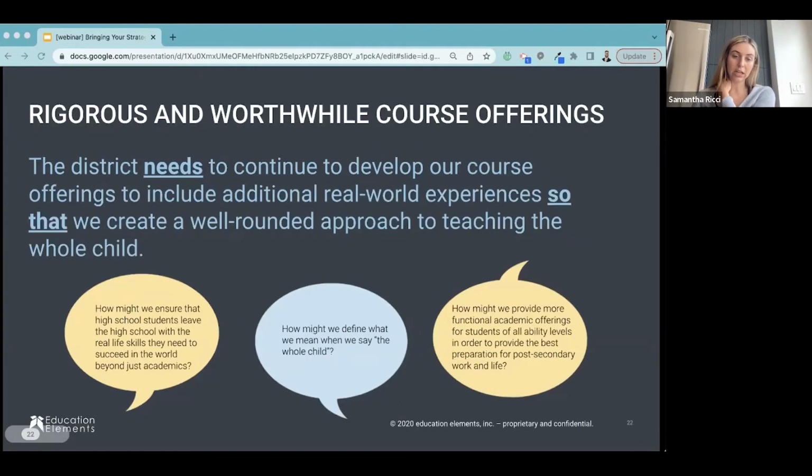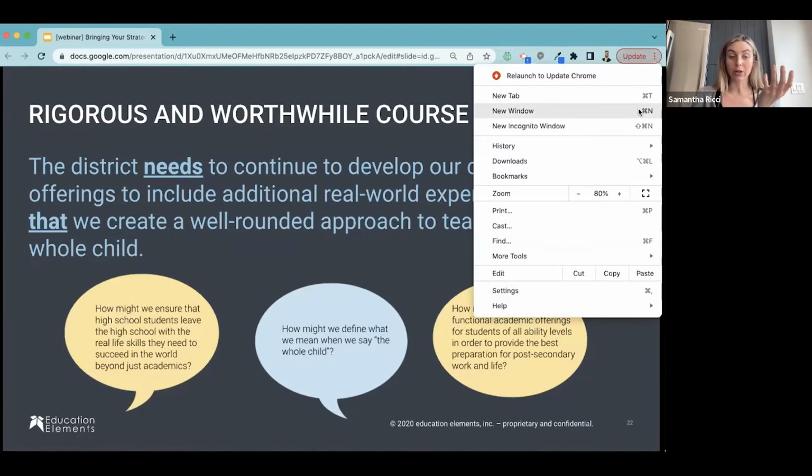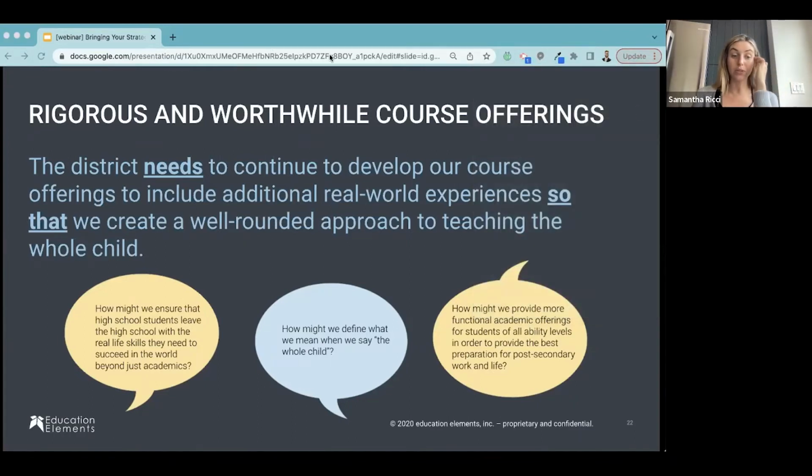And another one, just to give you all a high school example, was around rigorous and worthwhile course offerings. And so the need was that the district needs to continue to develop our course offerings to include additional real world experiences so that we create a well-rounded approach to teaching the whole child. And again, some of the how might we statements were, how might we ensure that high school students leave the high school with real life skills, with what they need to succeed in the world beyond just academics, right? So that relates to the whole child.